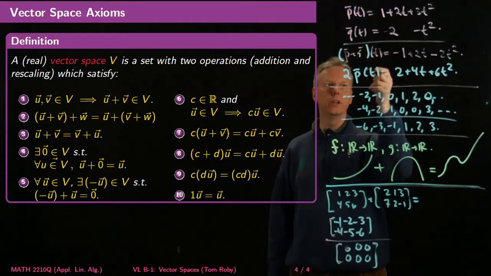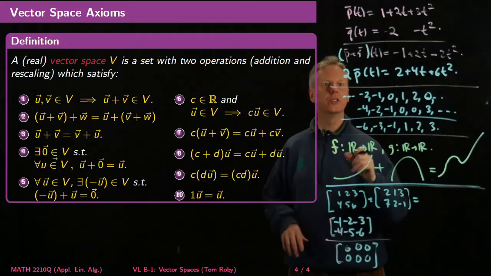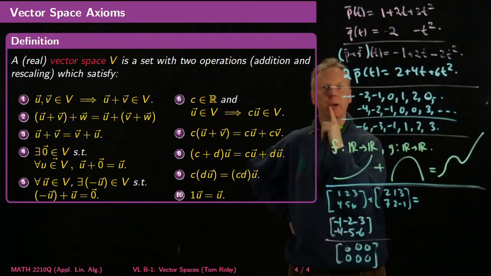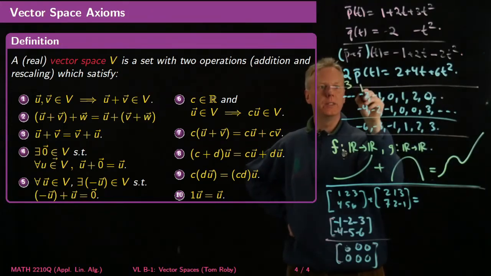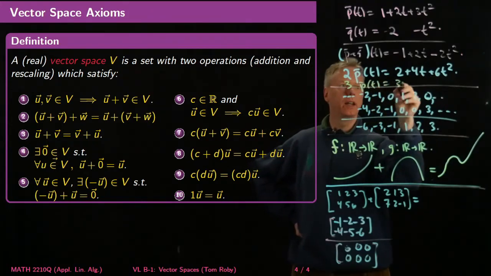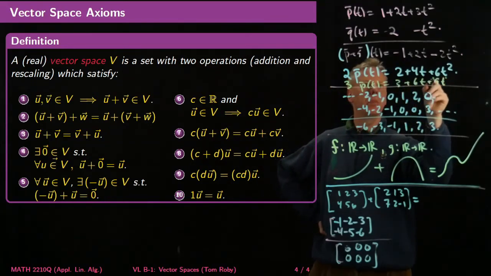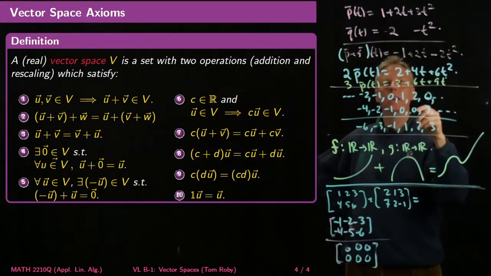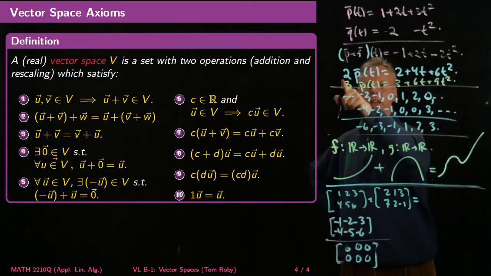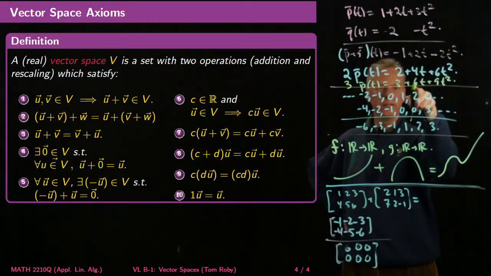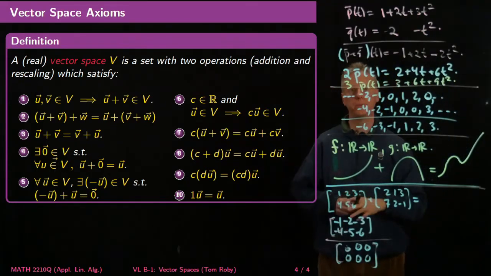And if I took 2 of these, I'd get this. If I took 3 of these, I get 3 plus 6t plus 9t squared, right? And so if I add both of these things, then I'll get 5 plus 10t plus 15t squared, which is exactly 5 times that. Okay.